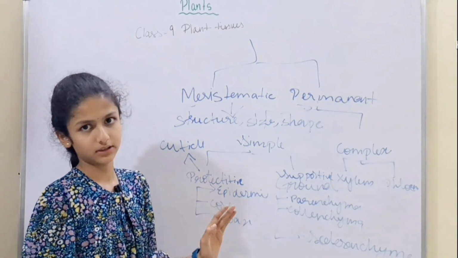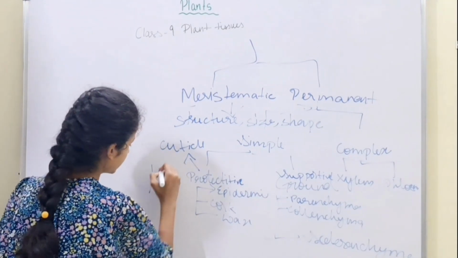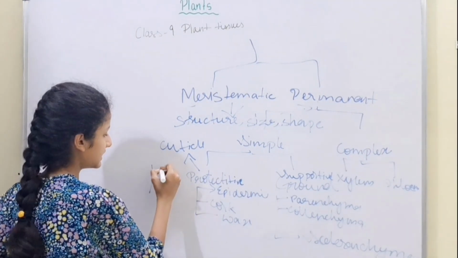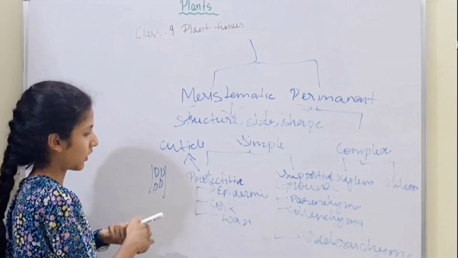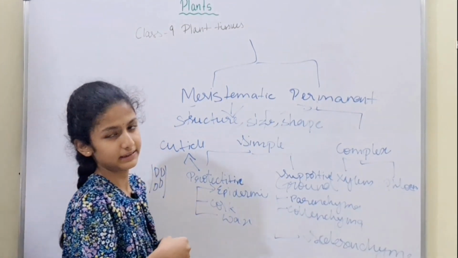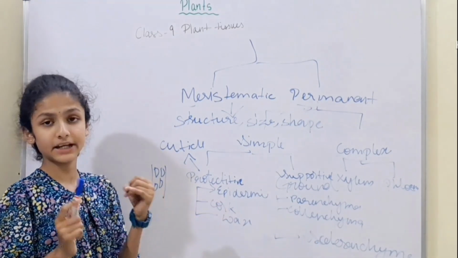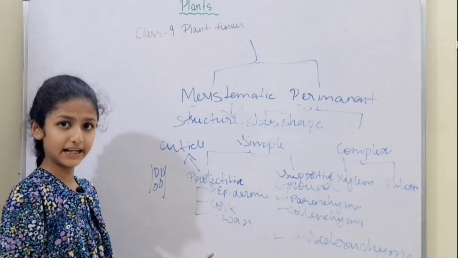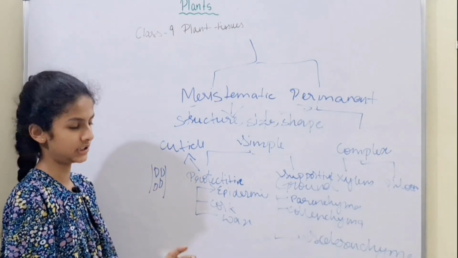Now we have cork. If you see many trees, you won't find epidermis. Instead, dead cells are there. We call it bark. That is also known as cork. That is the main thing about cork. It also helps reduce the loss of water. It prevents the entry of pathogens. It facilitates gaseous exchange, as it bears lenticels for gaseous exchange.